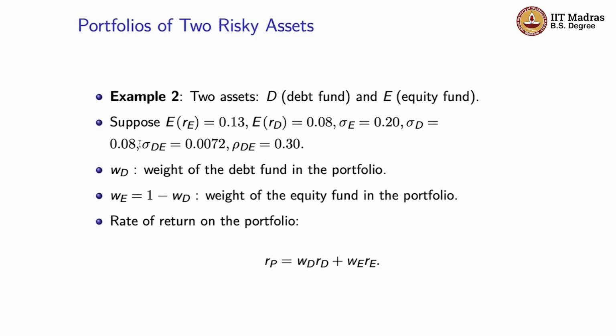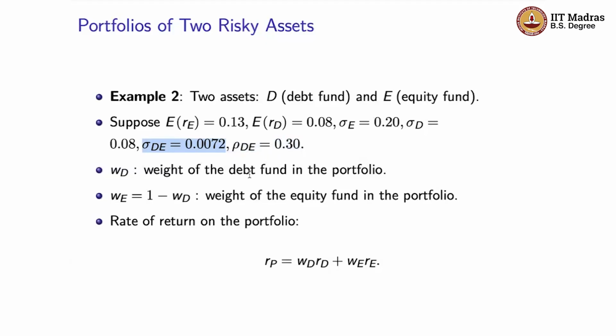Notice that you don't actually require both these pieces of information. Any one of them would have been sufficient based on the other things you could have calculated directly, right? So for example, suppose I did not give you rho DE is 0.30, but I had given you this information. So you could have combined this along with sigma E, sigma D to calculate rho DE directly, right?